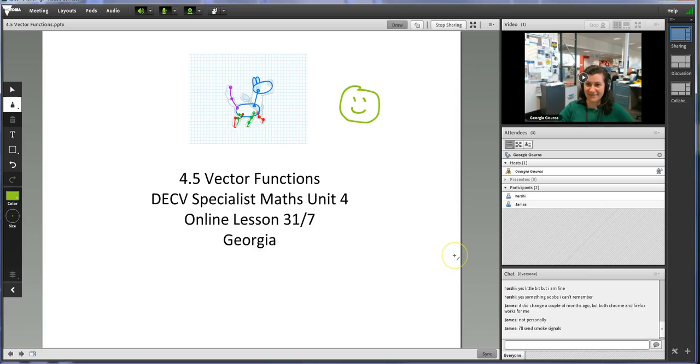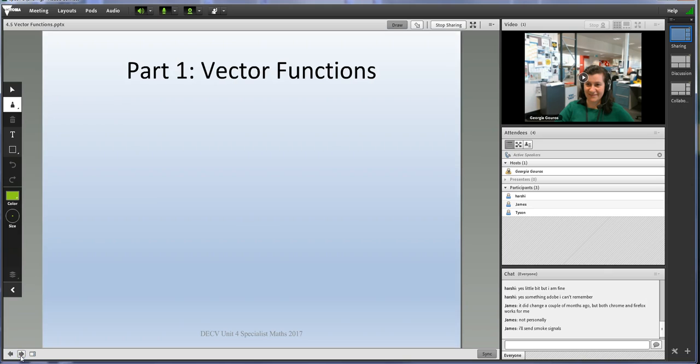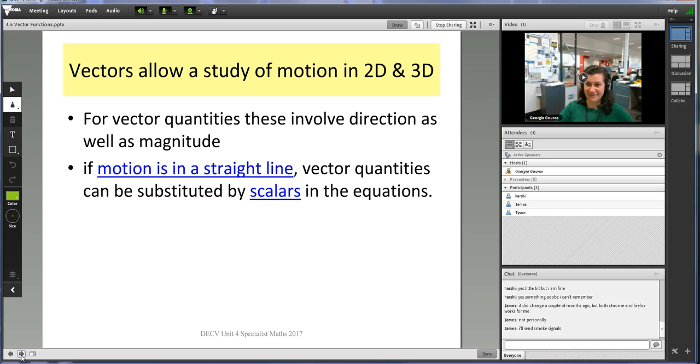Okay, so welcome to week 5 of Specialist Maths, and as you can see, week 5 is all about vector functions, and we're building on both the calculus knowledge that you have and also the vector knowledge that you have from Unit 3. So we're going to just review a little bit about vectors from the beginning of the year, just very quickly, and talk about the components of vectors.